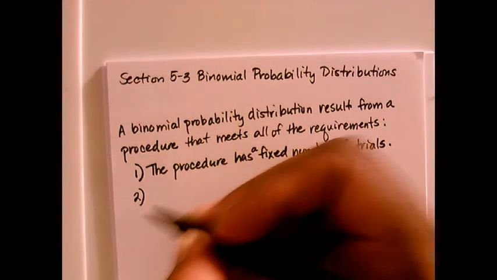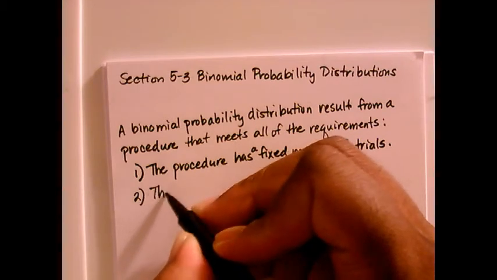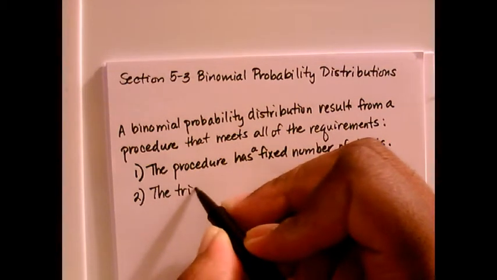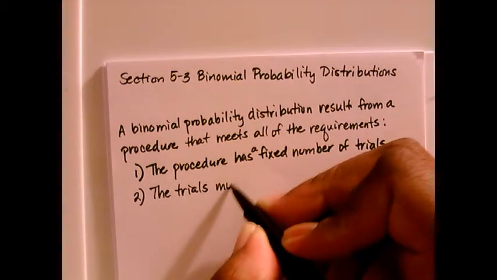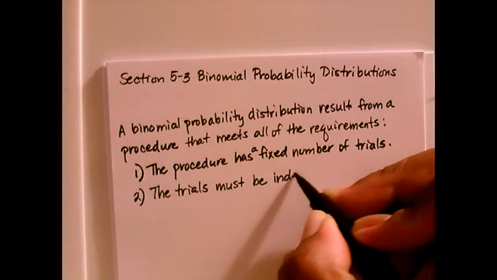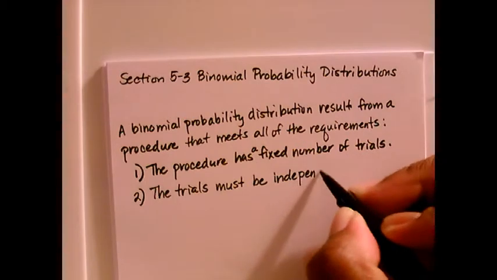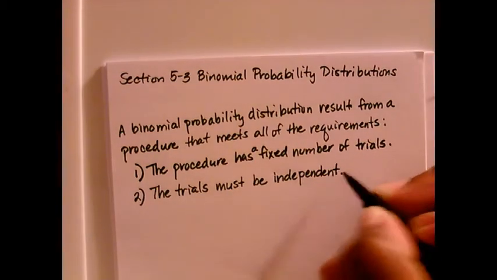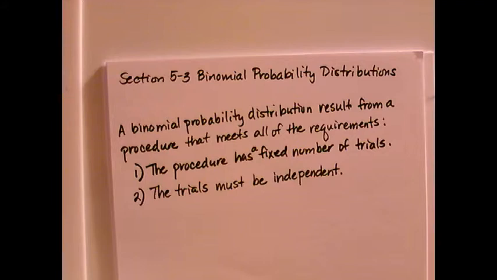Then second, the trials must be independent. And what do we mean by independent trials? Independent means that the outcome of any individual trial will not affect the probability of the other trials. Okay? That's what we mean by independent.